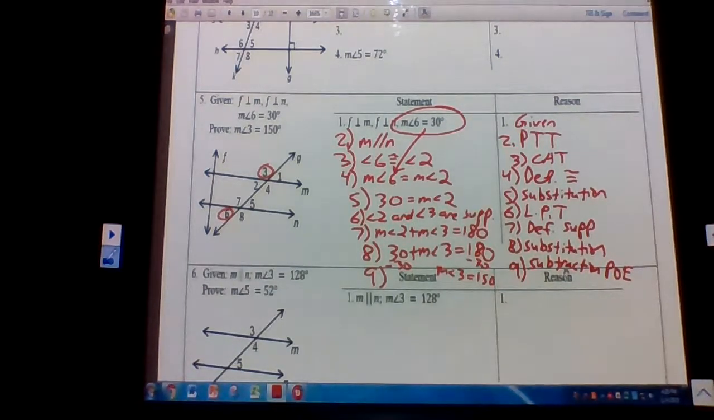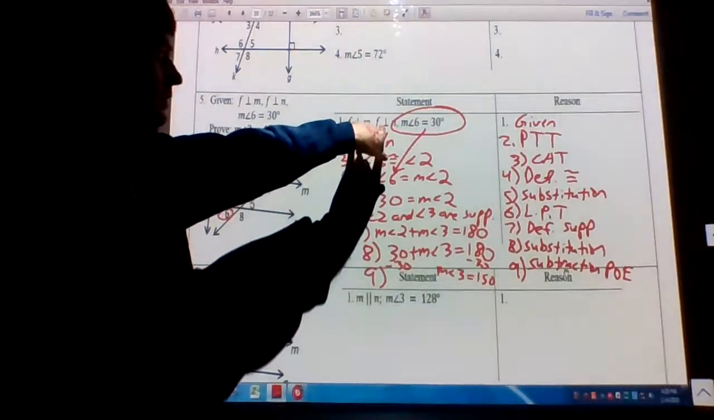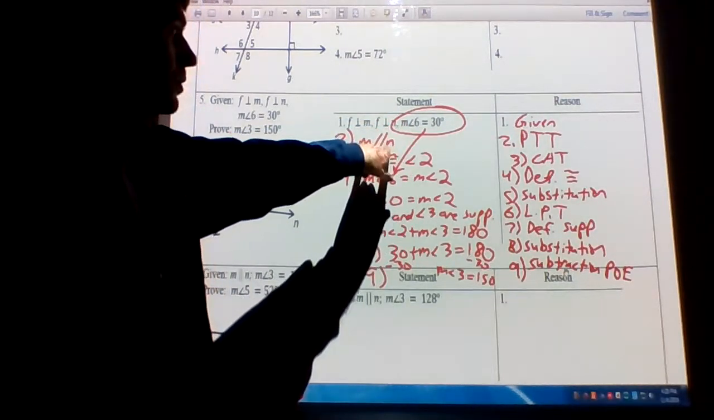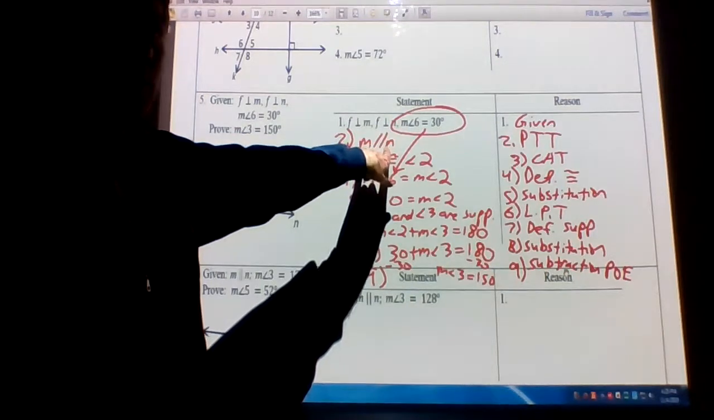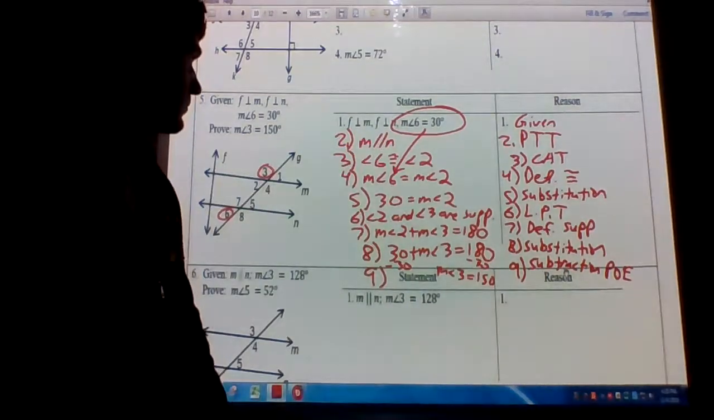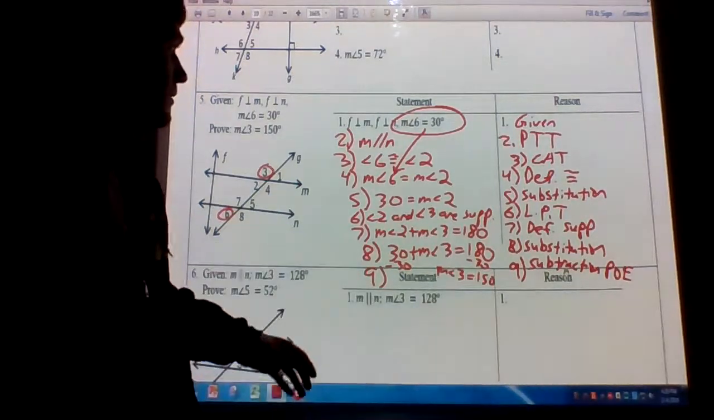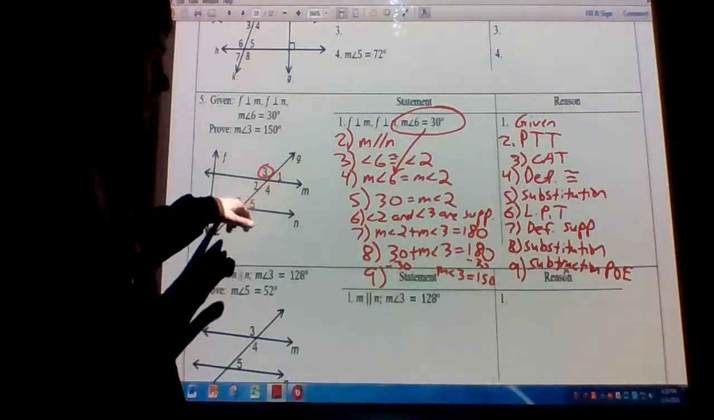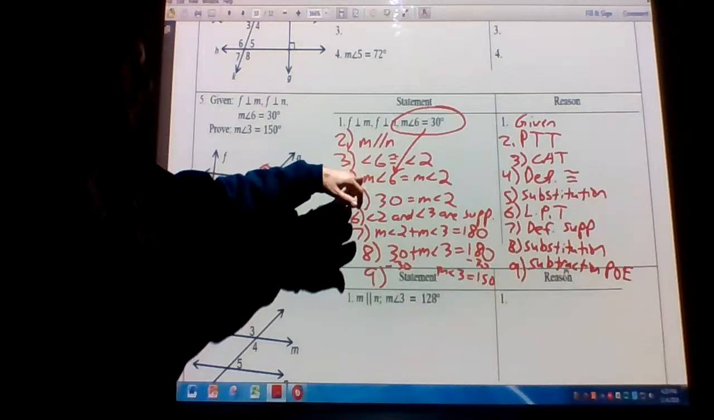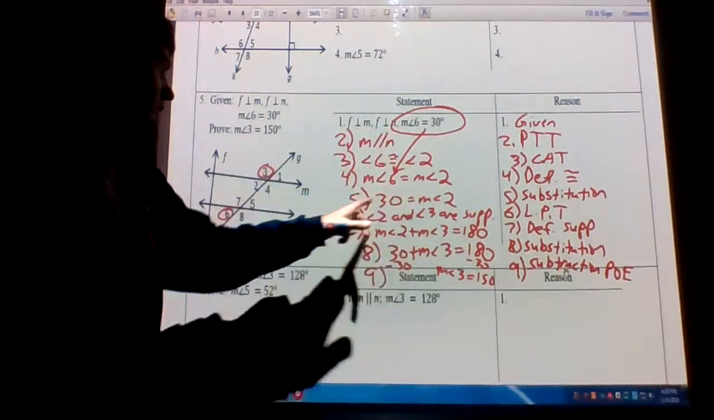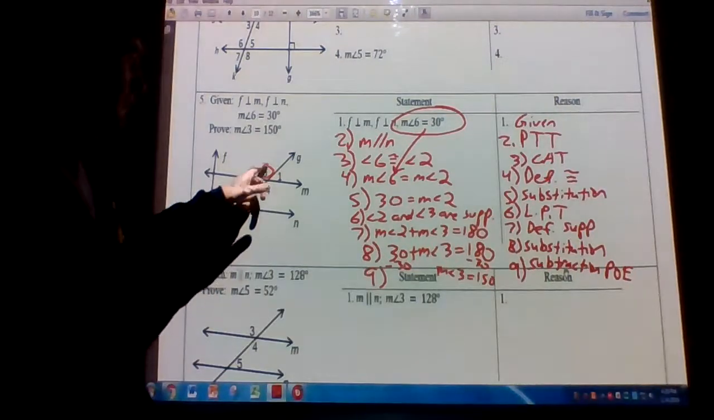So we use the fact that we have two sets of perpendicular lines. F is perpendicular with both M and N. Therefore, by the perpendicular transversal theorem, we know that M is parallel to N. Since M is parallel to N, we know our corresponding angles are congruent. So by definition of congruent, the measures are equal. We can then substitute in the 30. So we know the measure of angle 2 is 30. Then we have to go from 2 to 3.